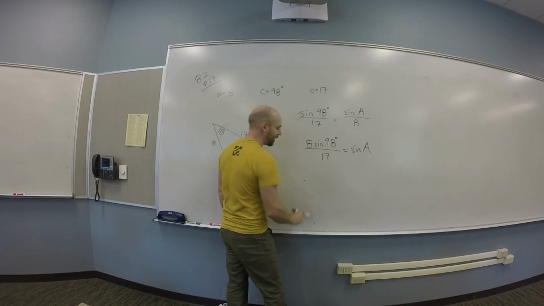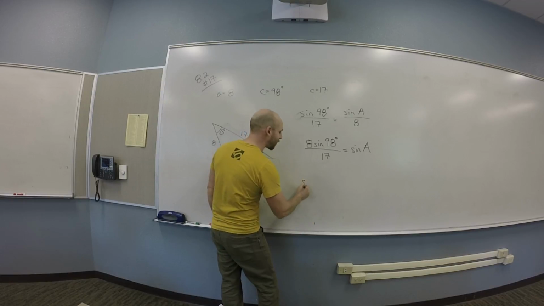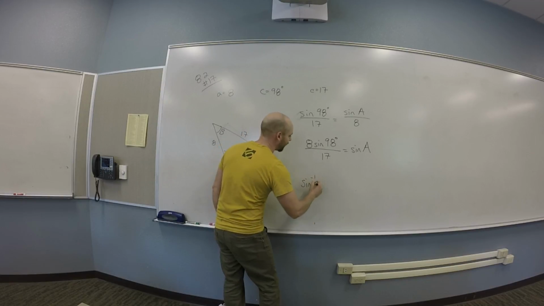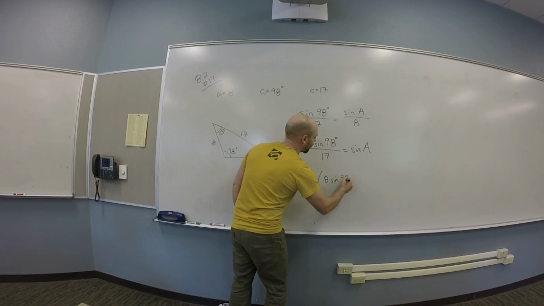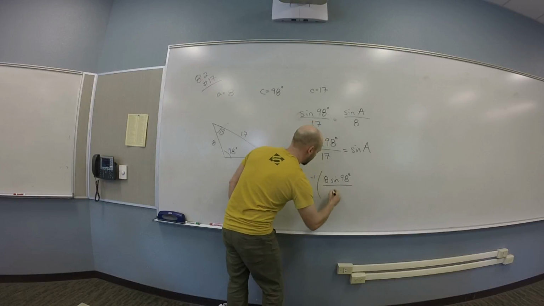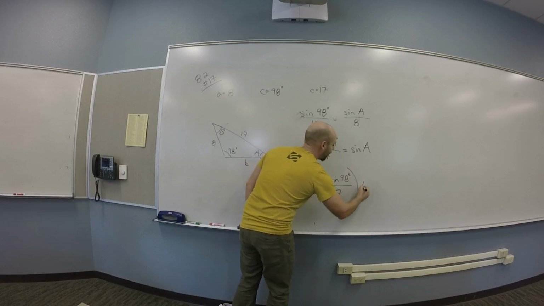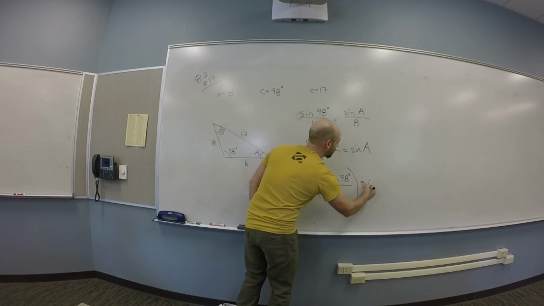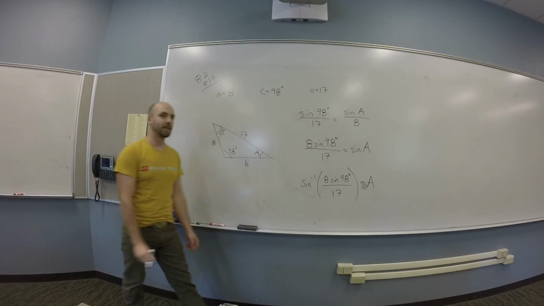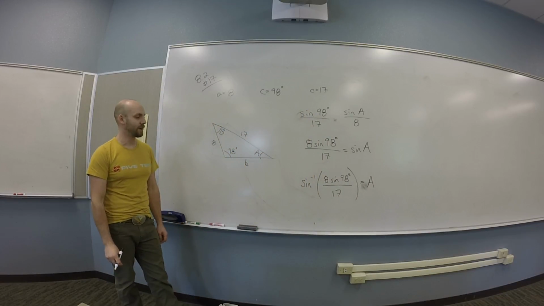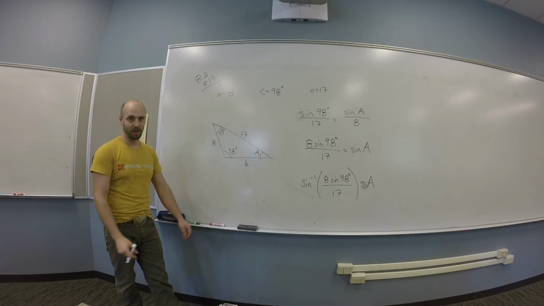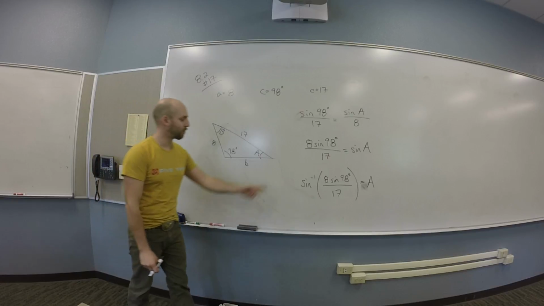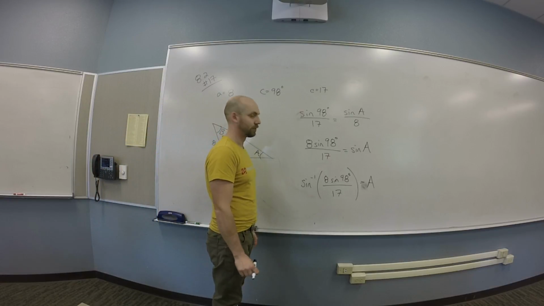In keeping with getting an exact value, I would do sine inverse of all this stuff. So the exact value for angle A is the arc whose sine is 8 times the sine of 98 degrees divided by 17. That's the exact answer. You're going to want an approximation anyway, so what's the approximation? I got 27.776.